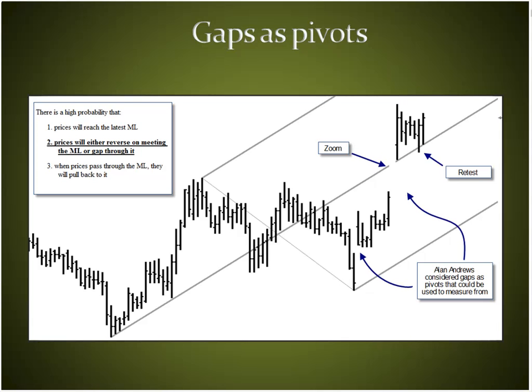It accelerated. 3, when prices pass through the median line, they will generally pull back to retest it. You can see price gaps through, or zooms through, pulls back and retests the median line.